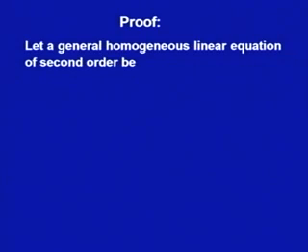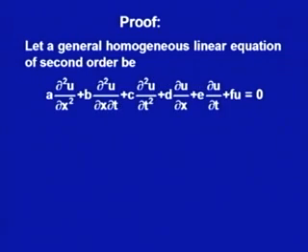Let a general homogeneous linear equation of second order be a times del 2 u over del x 2 plus b times del 2 u over del x del t plus c times del 2 u over del t 2 plus d times del u over del x plus e times del u over del t plus f u is equal to 0. So, we have taken a completely linear second order partial differential equation.